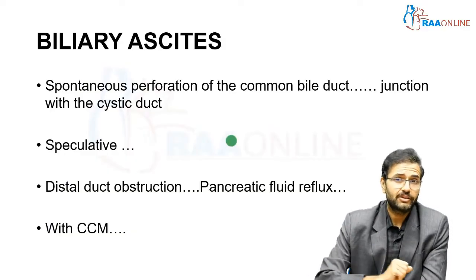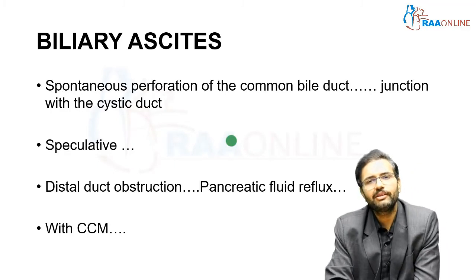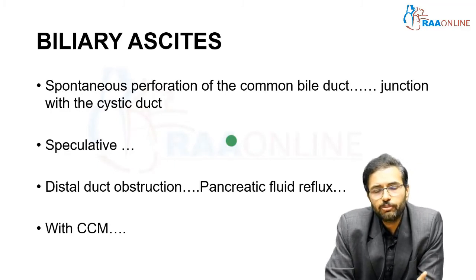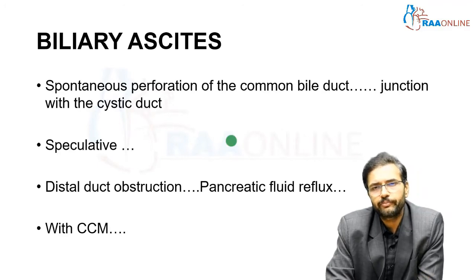Now, biliary ascites. Now we come on to certain interesting causes for ascites. So, biliary ascites is basically a spontaneous perforation of the common bile duct, most commonly at the junction between the cystic duct and the common bile duct. As a result of this, bile collects within the peritoneal cavity.